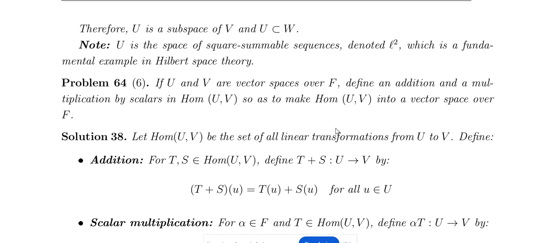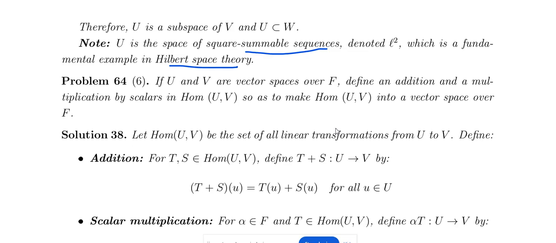And U is called the space of square summable sequences, denoted L2, which is a fundamental example in Hilbert space theory. Hilbert space, that is the L2.